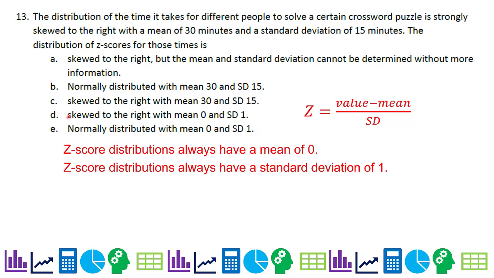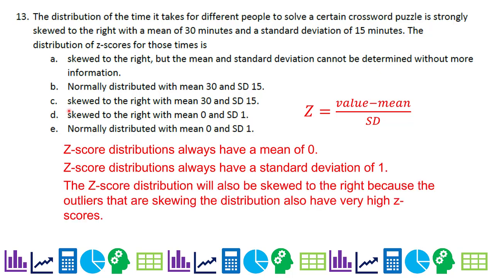Is it normally distributed? Or is it skewed to the right? Well, let's think about it. If I have an outlier that's skewing the original to the right, they're also going to have very high z-scores. So you'll have some really high z-scores, some outliers on the z-score distribution. So the correct answer is skewed to the right because of those outliers. Their z-scores will not suddenly go down, they'll still be high.